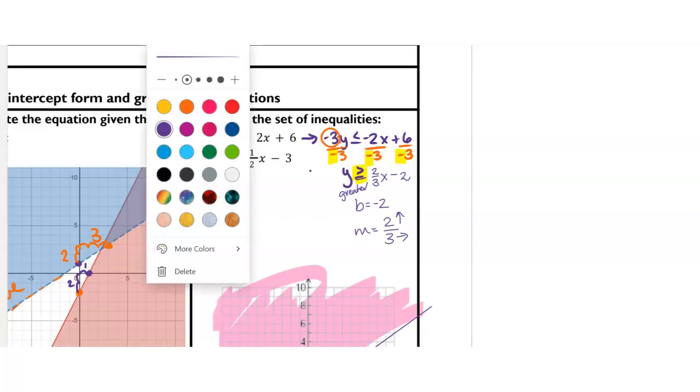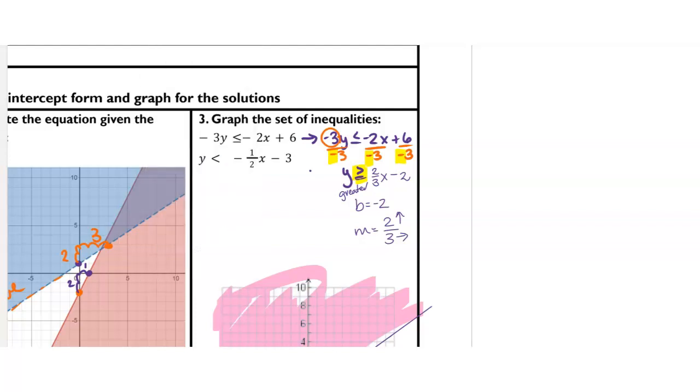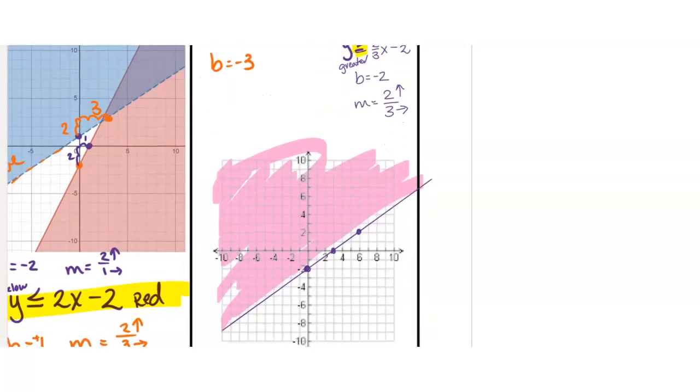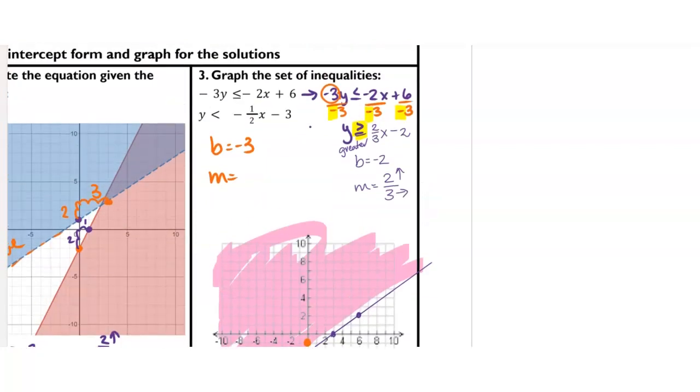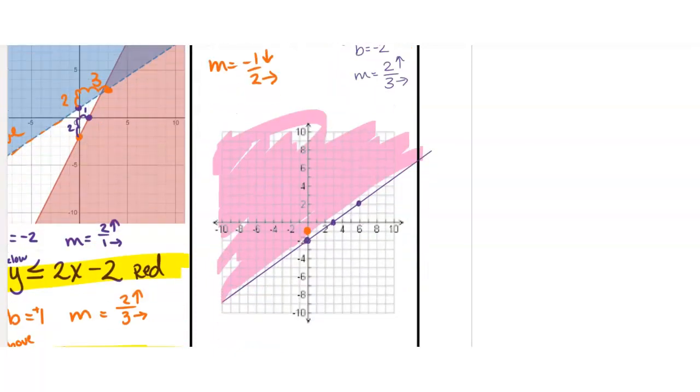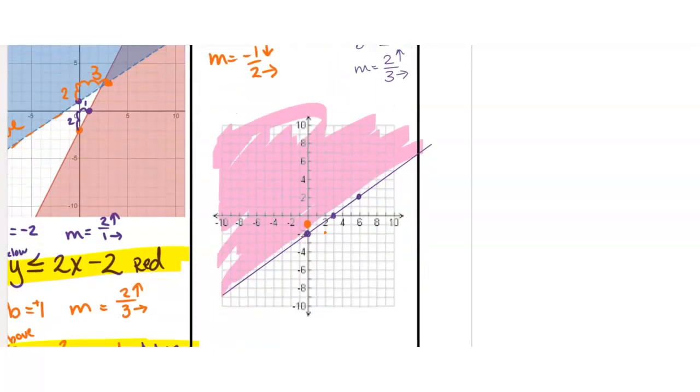The next one is already in slope-intercept form. So all we have to do is identify my y-intercept, which is -3. And then my m, which is my slope, is -1/2. We're going to go 2 to the right, and that 1 means we're going down 1. So 2 to the right, down 1, 2 to the right, down 1.